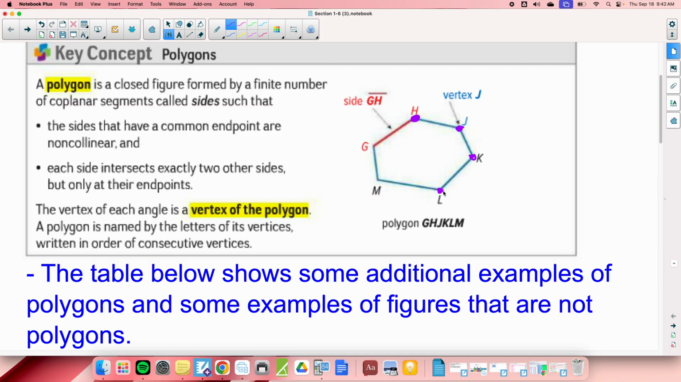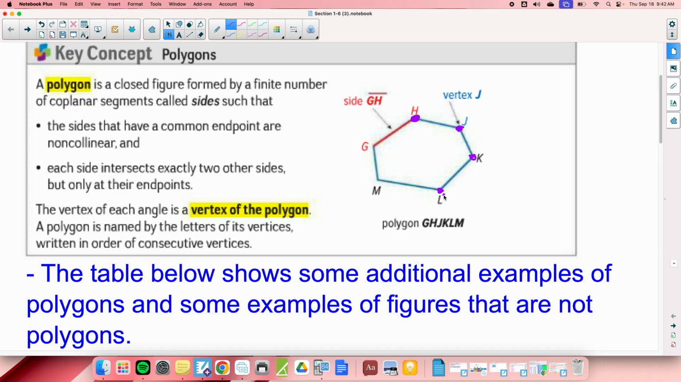If they asked you, which they won't, but if they asked you to name the sides, you would name all of these segments, okay? So that is for that polygon. Now another thing, if they asked you to name the polygon, you would just start at one point. It would not matter which one you started at.